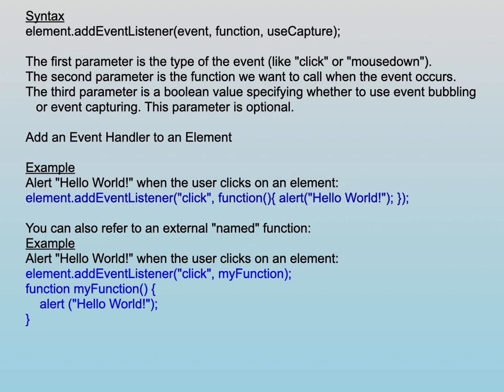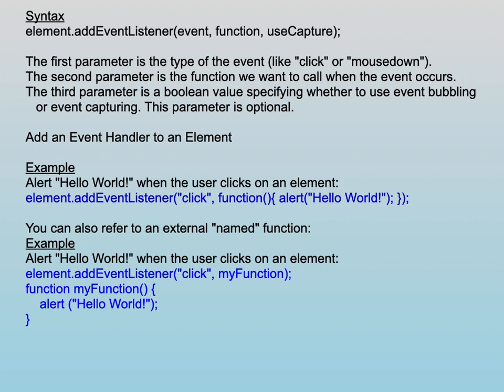We will see how to add an event handler to an element. One example is here: alert hello world. When the user clicks on an element, we need to display hello world. For that, element.addEventListener click, comma, function alert hello world. The function itself is specified there. The second parameter is a function. You can define that function separately and specify the name of the function as the second argument. That way also it will work.